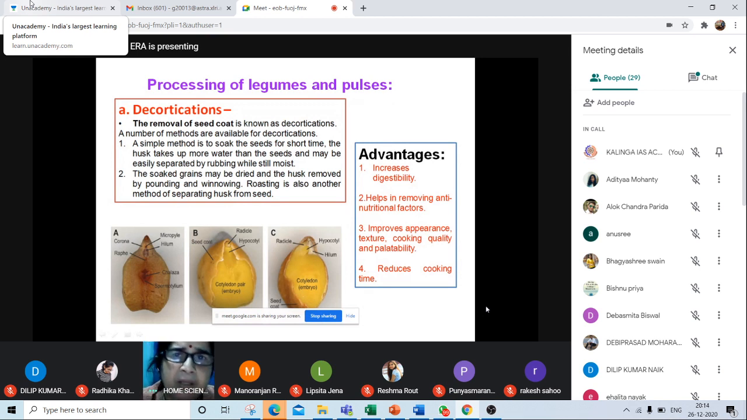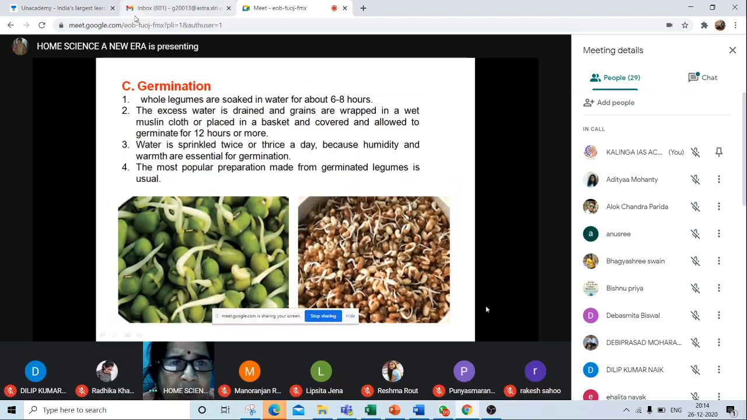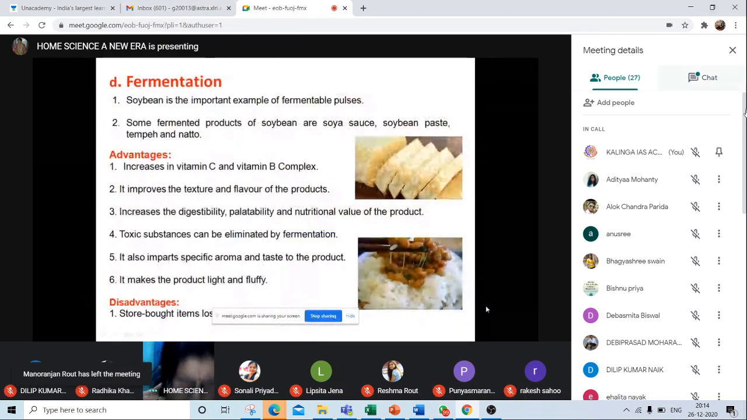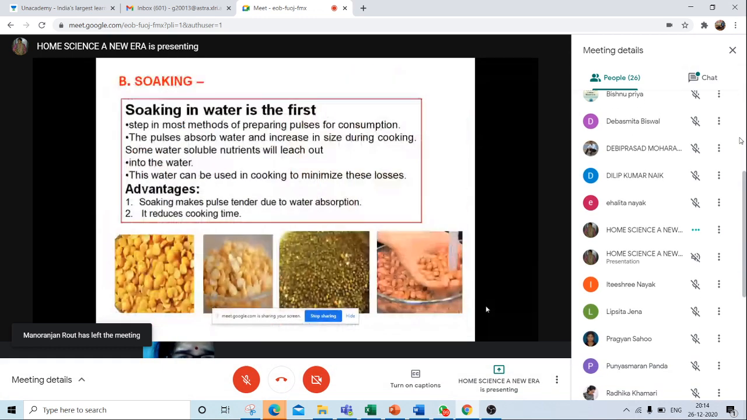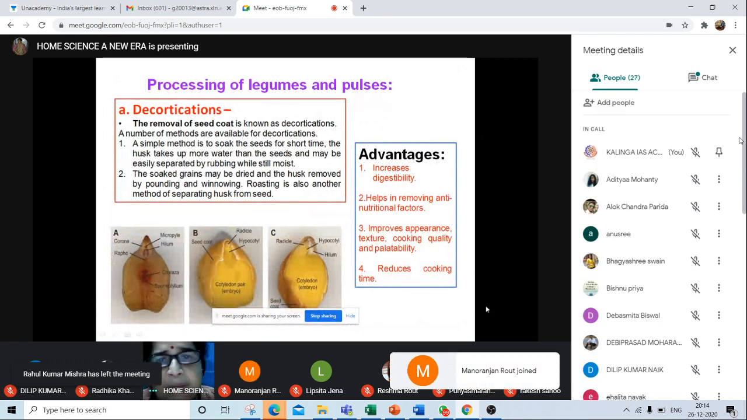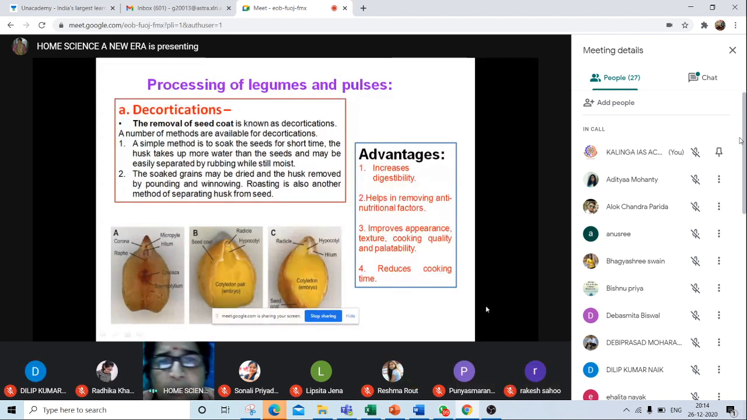So this processing of the legumes can be done by four methods. One is decortication, then soaking, then germination, then another one is fermentation. In each processing, we have to remember only two lines and advantage without going into any details. So decortication means the removal of the seed coat.